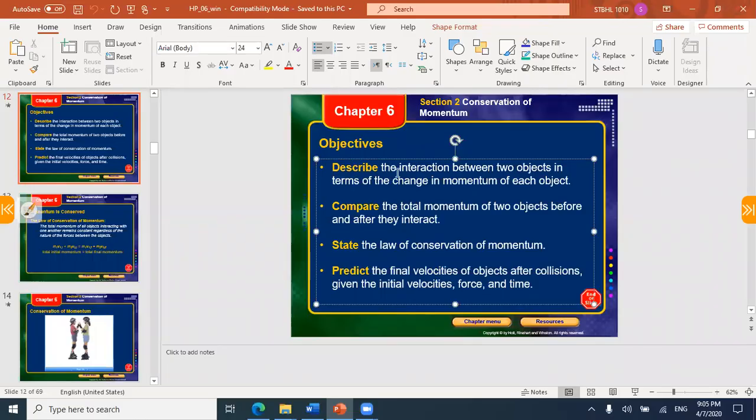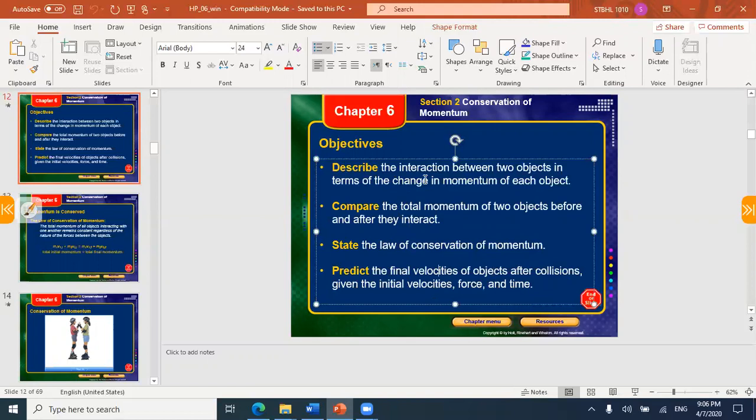The first objective: we are going to describe the interaction between two objects in terms of the change in momentum of each object. The second objective: we have to know how to compare the total momentum of two objects before and after they interact. And finally, we have to know how to state the law of conservation of momentum and how to find final velocities of objects after collisions, given that initial velocities, force, and time are available.